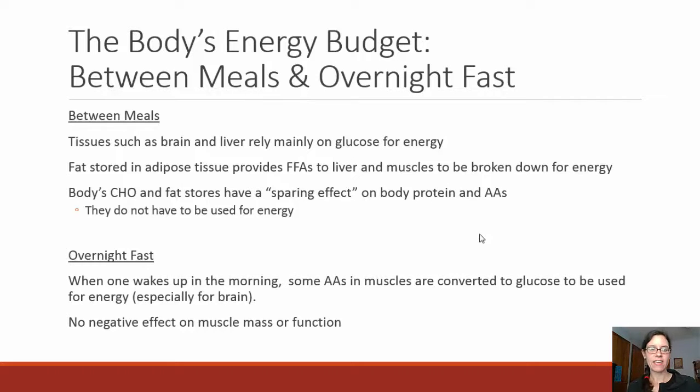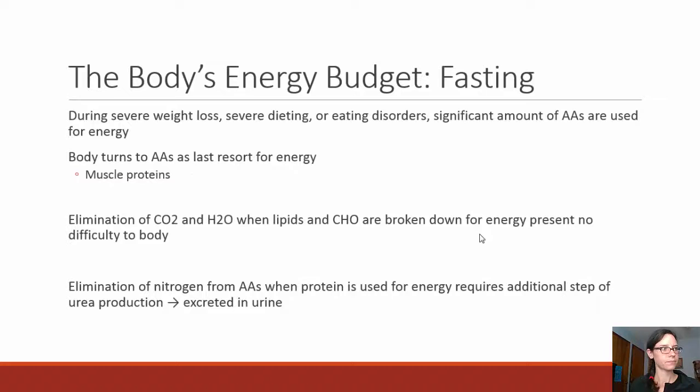However, when we extend this phase to an overnight fast, then we are starting to rely on this glucose-alanine cycle. We're breaking down a little bit of our muscle for energy, but it's such a small amount that there's really no negative effect on our muscle mass or function by just fasting overnight. Then we move to fasting. And here, the muscle proteins are providing amino acids to be broken down for energy. And this could occur during severe weight loss, severe dieting, early eating disorders, etc.